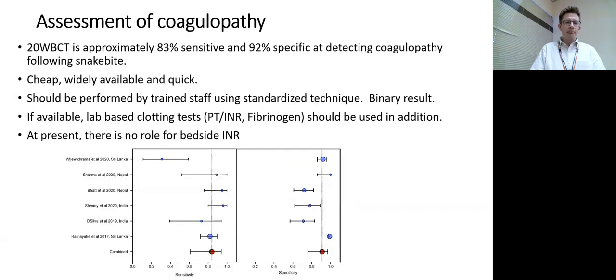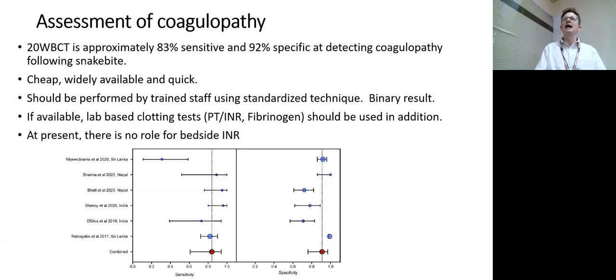So going back to that case, how do we assess coagulopathy? We talked briefly about the 20-minute whole blood clotting test. Now, it's a crude test, isn't it? It can be done all over India. You need very few bits of equipment: a needle, a syringe, and a glass test tube. That's basically it, and a stopwatch.